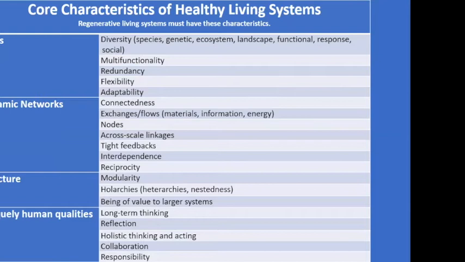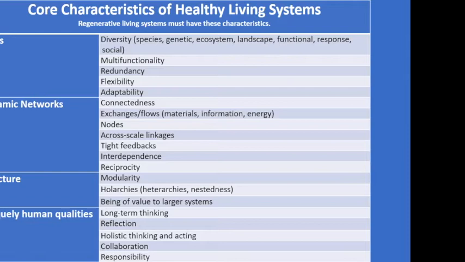Okay, and then we talked about core characteristics of healthy living systems. So regenerative living systems have these characteristics. The things you're probably already familiar with are things like diversity, right? We need a good amount of diversity and different kinds of diversity for our system to be healthy. And there is kind of a magic diversity point. If we have too much diversity, then the relationships that are necessary for a healthy living system can't be as strong, and the system will move towards less diversity. But if we have too little diversity, then it's also not going to be healthy. So the system will move towards more diversity.